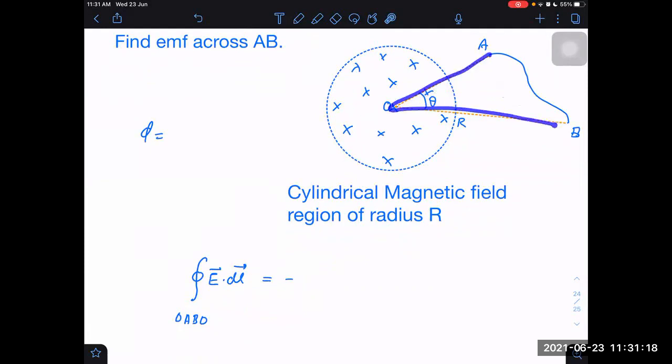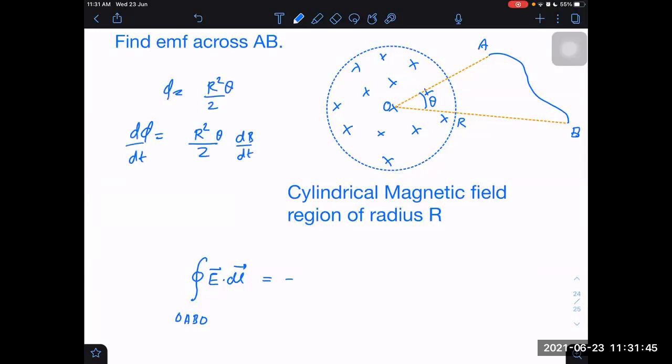So when I want to find out the flux in this loop, I have to just take care of this part. R square theta by 2 into dB by dt into alpha. That is d phi by dt. Phi is just that only, R square theta by 2 into area. That is phi. Now I can write, but minus d phi by dt will be EMF. EMF is minus of that. So minus R square theta by 2 into alpha.